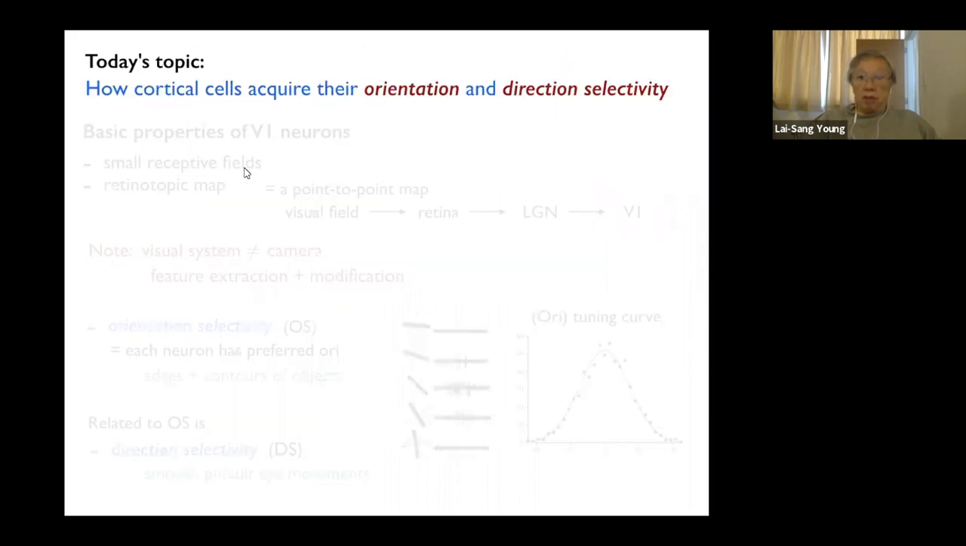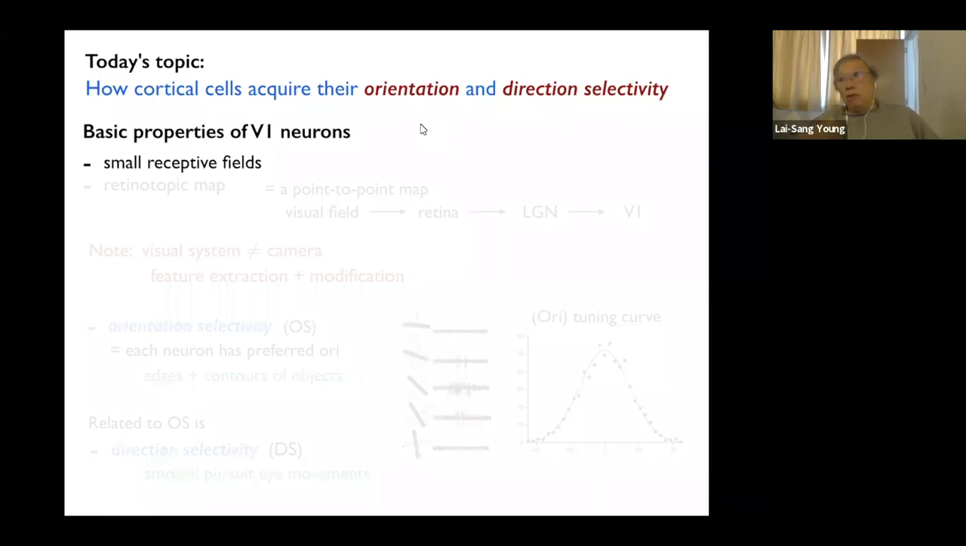Okay, so today's topic is how cortical cells can acquire their orientation and direction selectivity. I want to start by telling you what these two things are, which is the main topic of the talk. But first, two very basic properties of V1 neurons. The first is that they have small receptive fields, meaning that each neuron can only see, if you want, though it doesn't really see, right? But it receives direct information on a very small piece of the visual field. How big? Well, people tend to talk about it this way. If you stretch out your arm, it's slightly smaller than the size of your thumbnail.